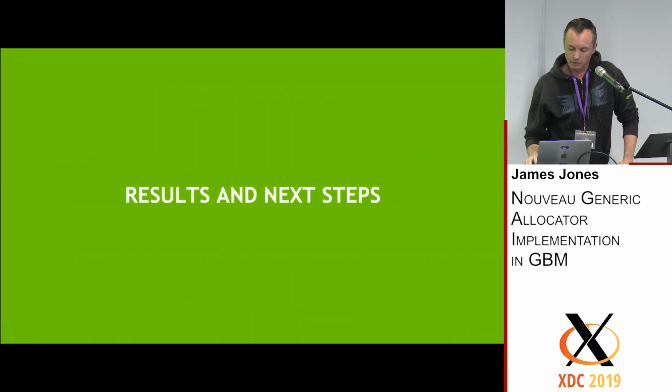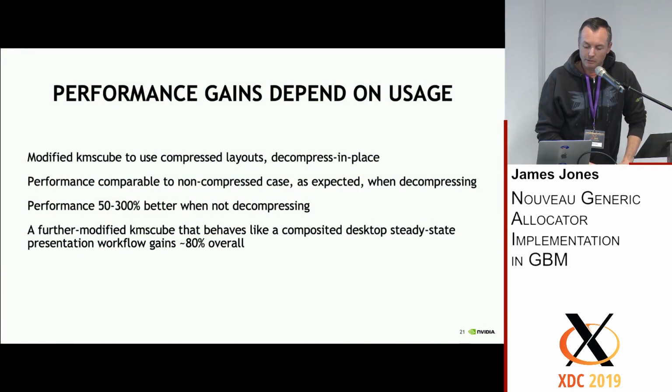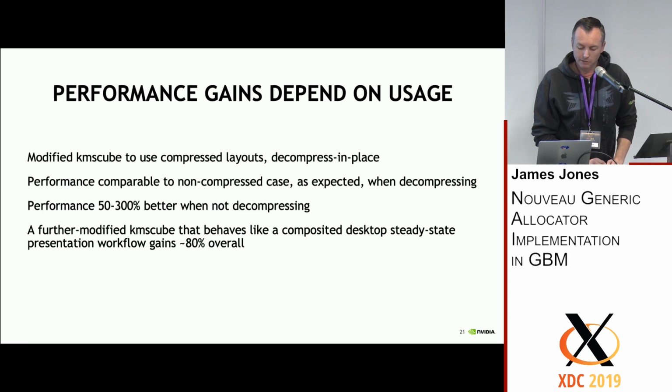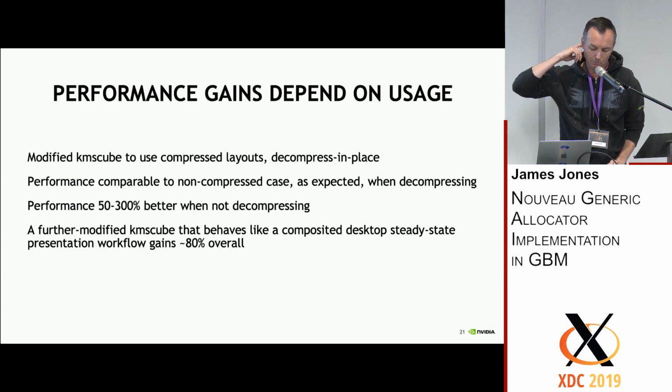Okay, so what are the results from all this, and what are the next steps? Honestly, I didn't know if performance would be better when I started this out. The compression stuff is very finicky. Sometimes it works, sometimes it doesn't. You never know. So I modified KMS Cube to use the compressed layouts and decompress in place. And if you do that, performance is roughly comparable to using not compressed, which is as expected, because you save the bandwidth when you're writing out to memory, but then you pay the bandwidth cost when you decompress. It's basically like doing a write in two parts. So you get the same performance there.